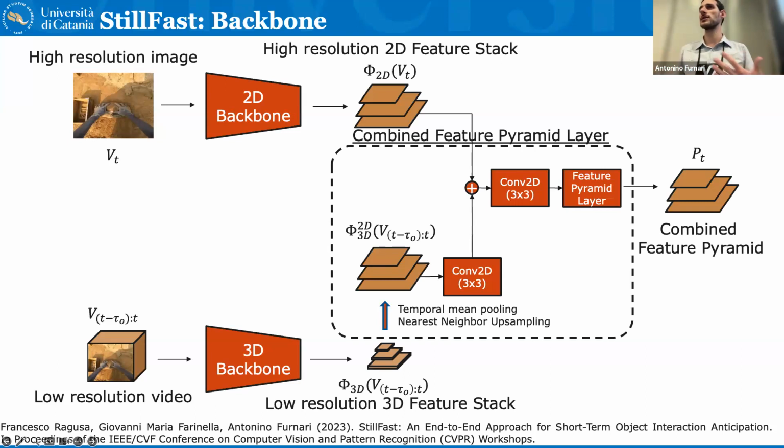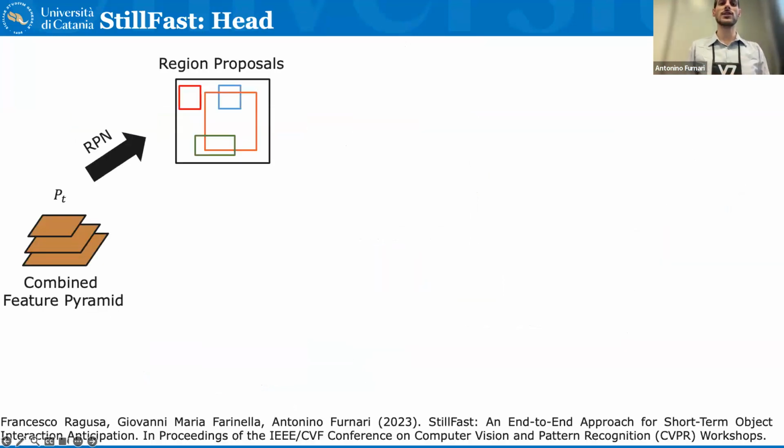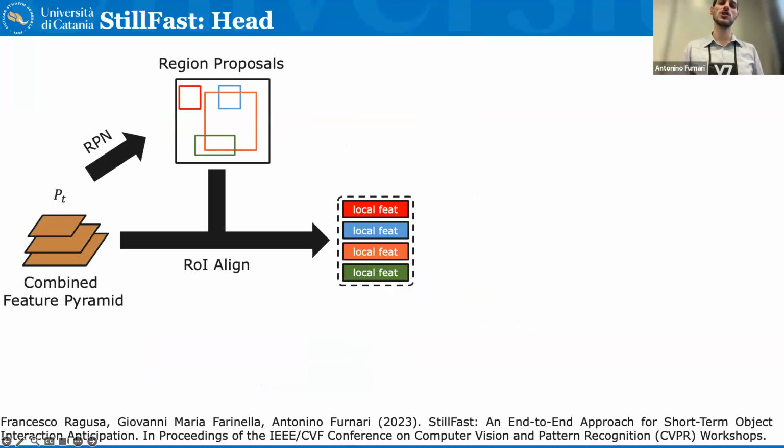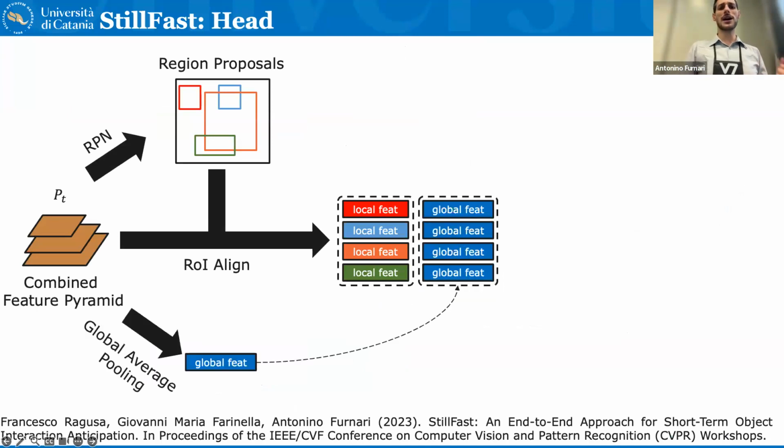So at the end of the process, you still have 2D features, which should have inside both knowledge of 2D, so high resolution image and objects, and 3D, so actions which are going on in the video. And to these feature pyramids, we attach a prediction head, which is based on Faster RCNN. So we have a region proposal network, which tells you what are the proposed object regions. With RoI Align, we extract local features. We also extract global features by average pooling the feature pyramid features.